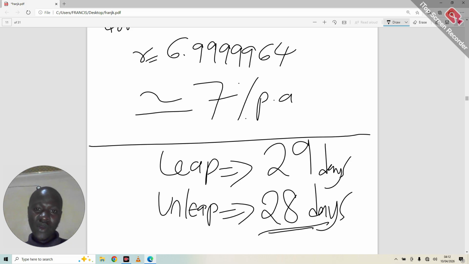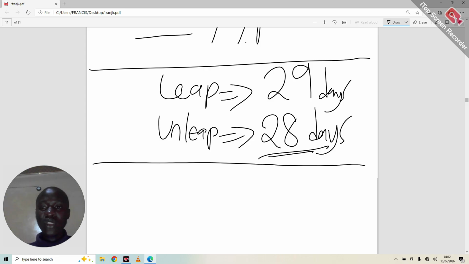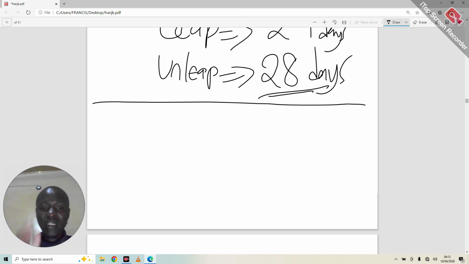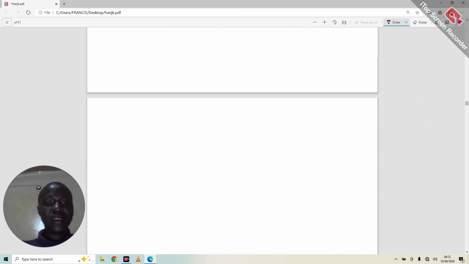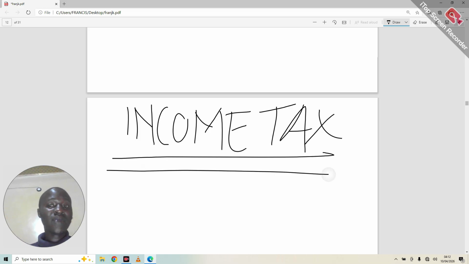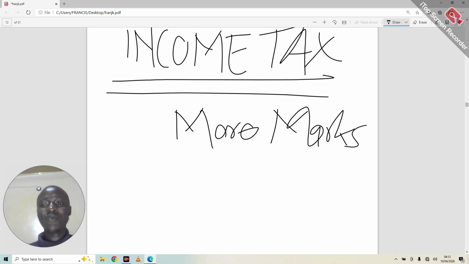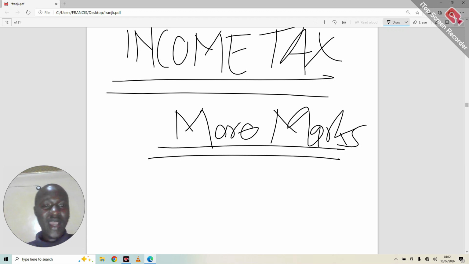So guys, we've come to the end of our revision. When we meet next, let us discover a new concept in the subtopic income tax. Make sure you don't miss this part, because this is where we have more marks when it comes to mathematics paper 2 or paper 1. There are more marks in this part.